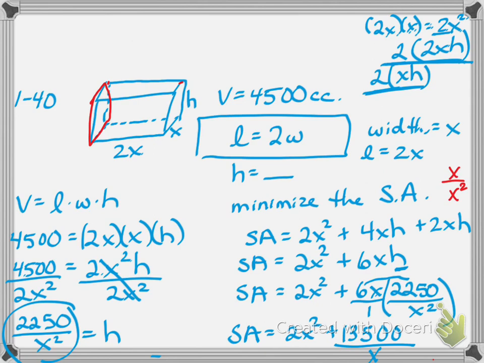So go ahead and grab your calculator, go to your y equals, and let's put in 2x squared plus 13500 divided by x. You either need to do the fraction by going alpha y equals, or it doesn't matter. We don't have to be too careful. Both parts of that fraction just have one piece. And then you hit graph.